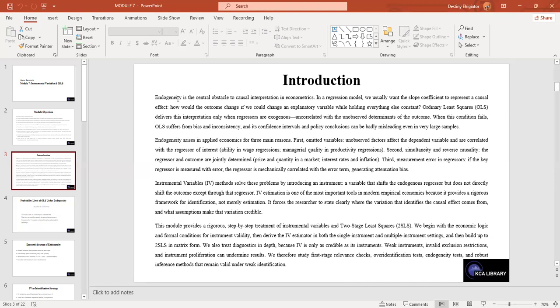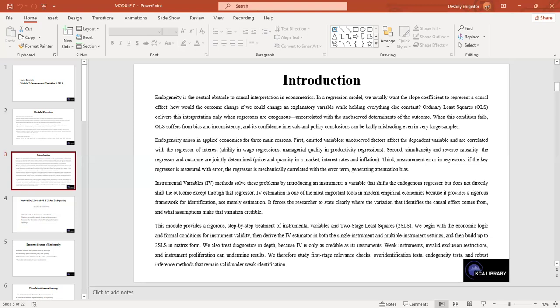simultaneity and reverse causality. The regressor and the outcome are jointly determined, e.g., price and quantity in a market, interest rate and inflation. Third, measurement error in regressors. If the key regressor is measured with error, the regressor is mechanically correlated with the error term, generating attenuation bias.